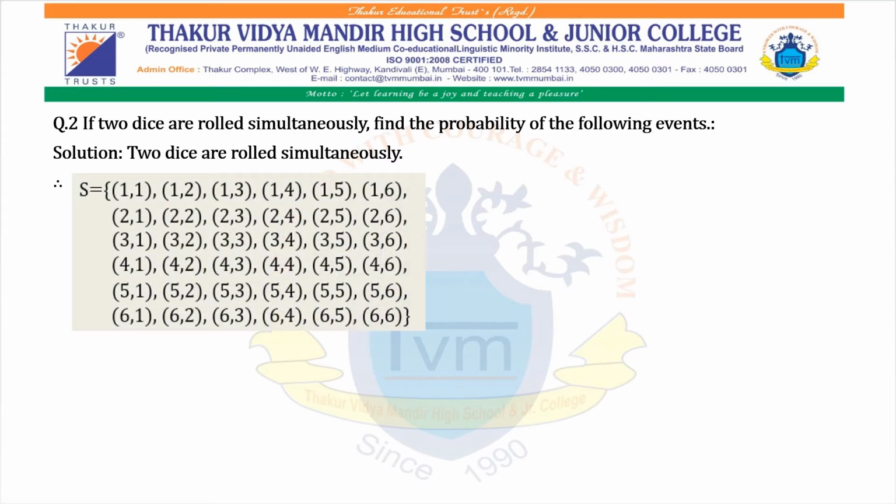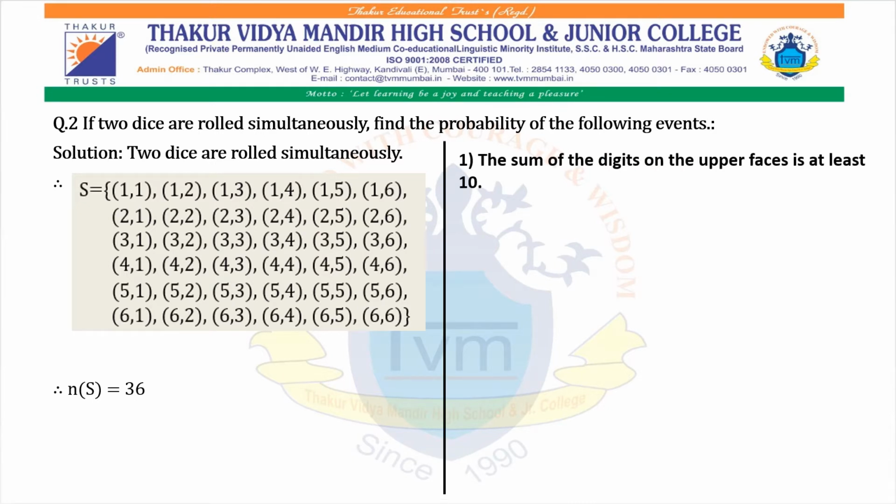Therefore, S = {(1,1), (1,2), (1,3), (1,4), (1,5), (1,6), (2,1), (2,2), (2,3), (2,4), (2,5), (2,6), (3,1), (3,2), (3,3), (3,4), (3,5), (3,6), (4,1), (4,2), (4,3), (4,4), (4,5), (4,6), (5,1), (5,2), (5,3), (5,4), (5,5), (5,6), (6,1), (6,2), (6,3), (6,4), (6,5), (6,6)}. Therefore, n(S) = 36.